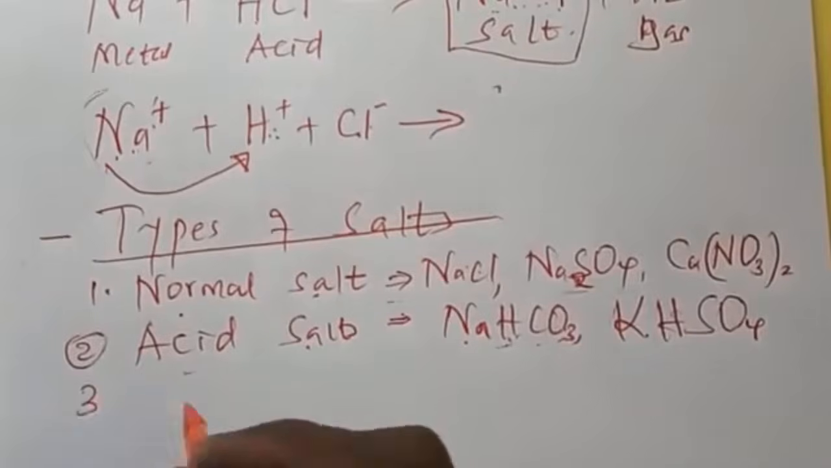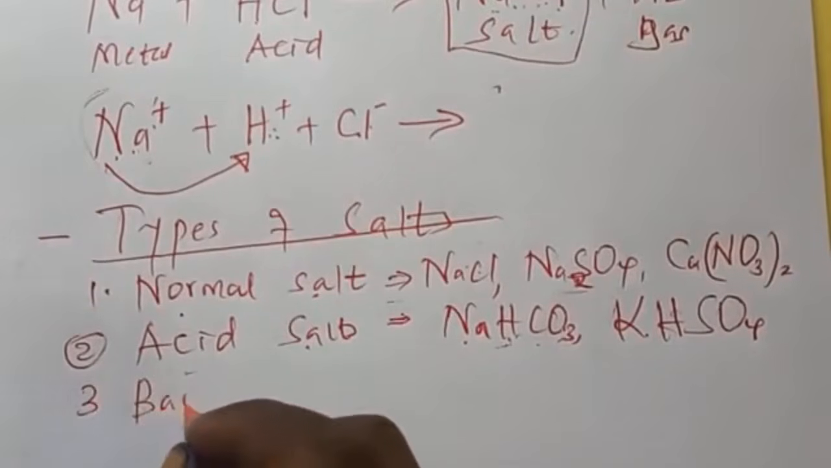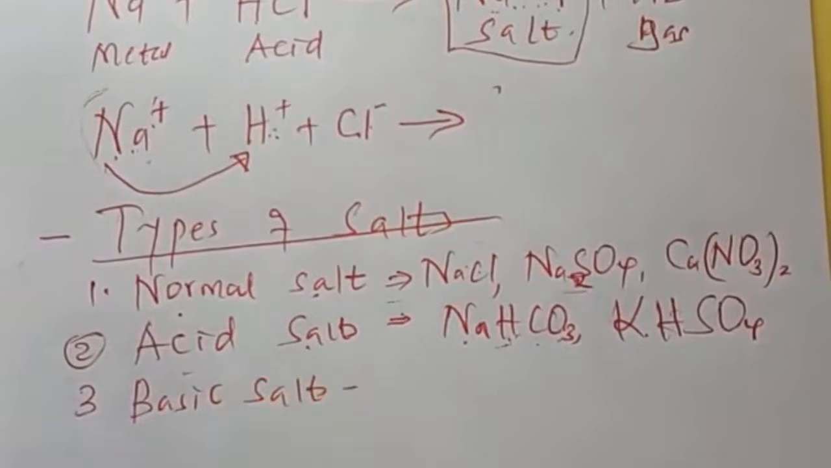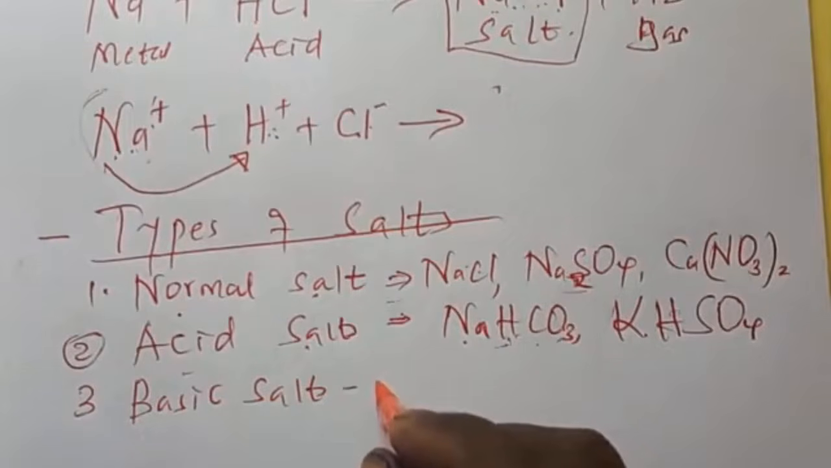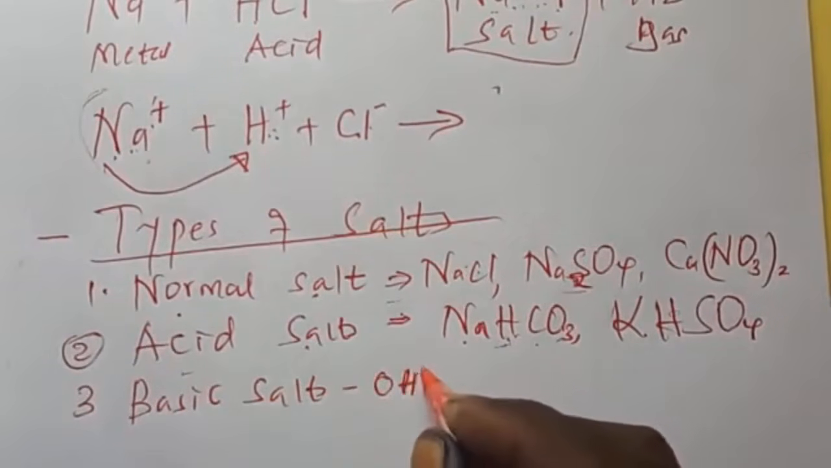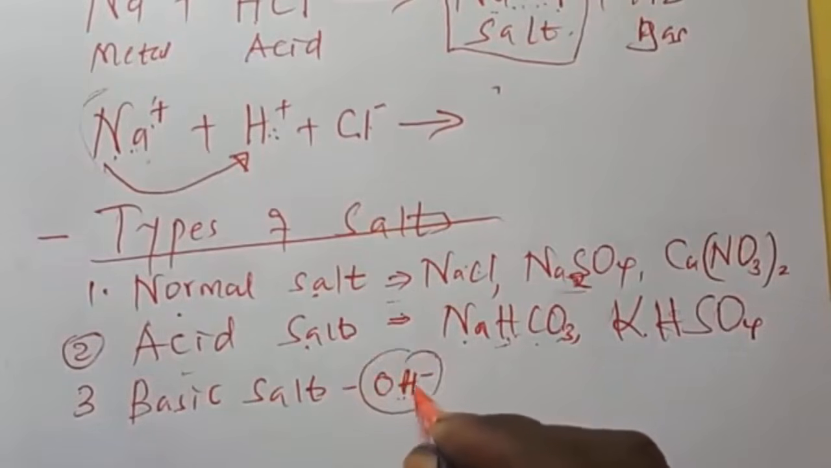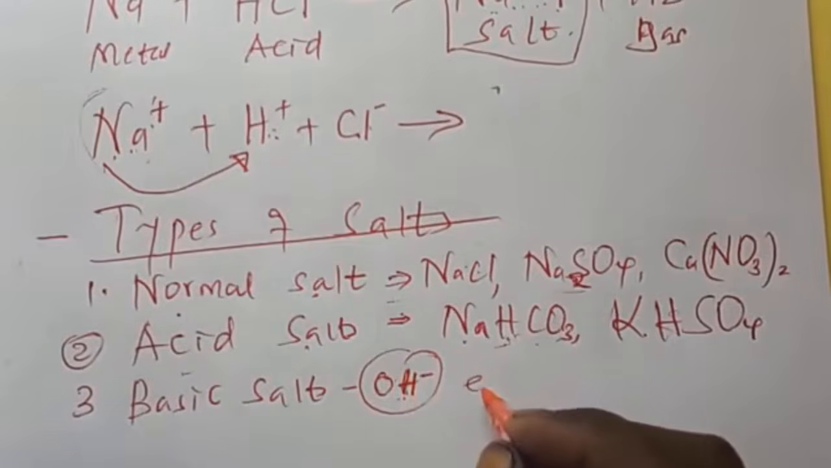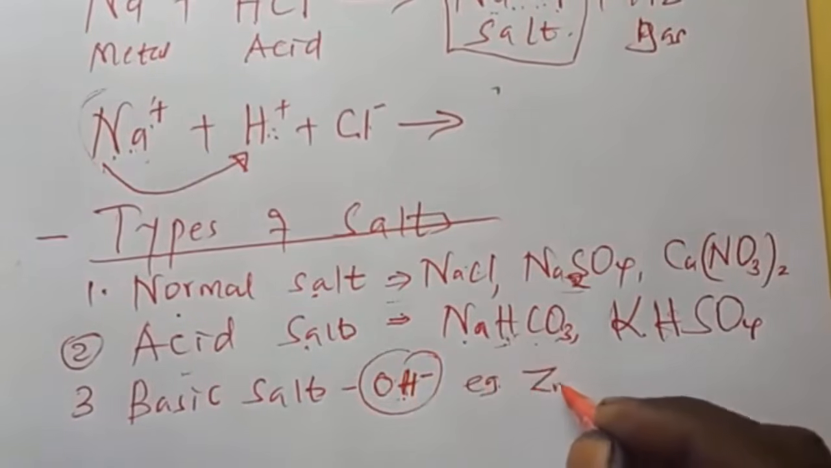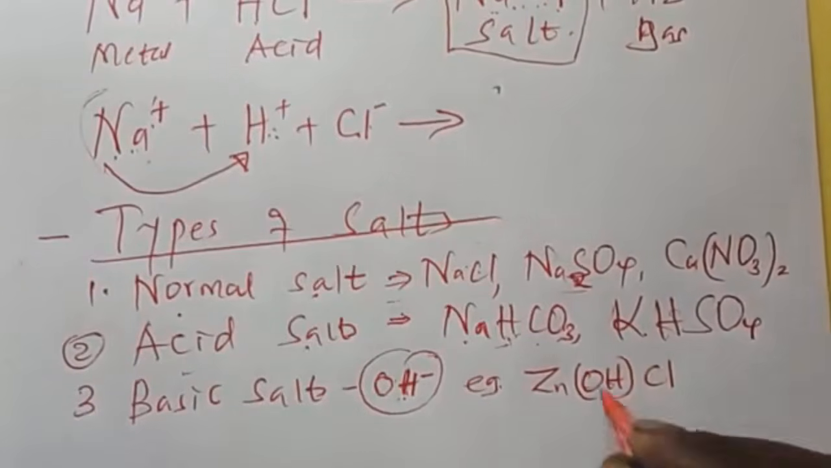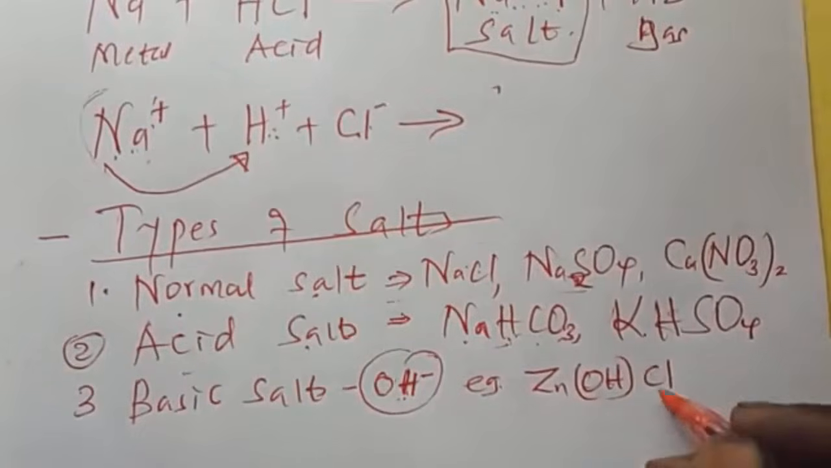Number 3, we have basic salts. What are basic salts? These are salts that contain hydroxyl ions in them, OH negative. So those salts that contain hydroxyl ions in them are called basic salts. An example, e.g., we can give basic zinc chloride. This one is called basic zinc chloride.